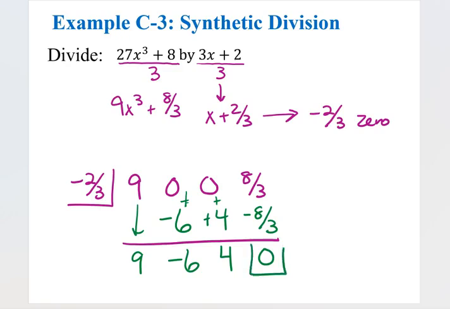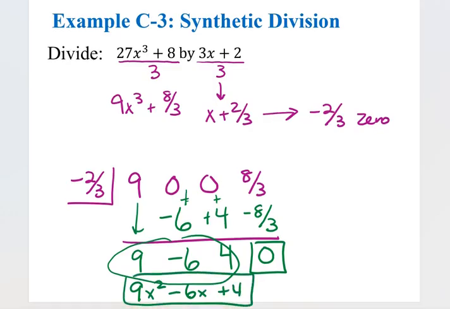So there's my remainder. So no remainder. This will be my quotient. We started with a cubic, and we were taking out a linear term, so this should be an x squared. So my answer should be 9x squared minus 6x plus 4. So that should be my answer.